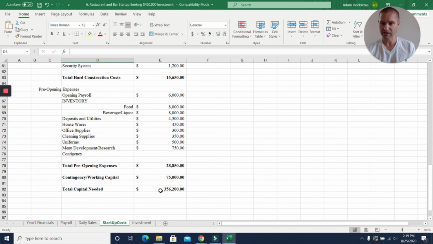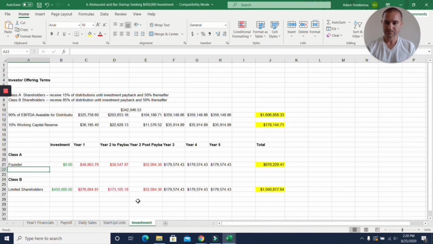Seemed to add up to me. There was a contingency, which is always good to see. They had pre-opening costs, which is important. You need to build in some payroll expense to train your employees before you open. You don't just bring employees in on day one and open up to the world, right? So having that built in was good. I like to see that. So the startup costs made a lot of sense.